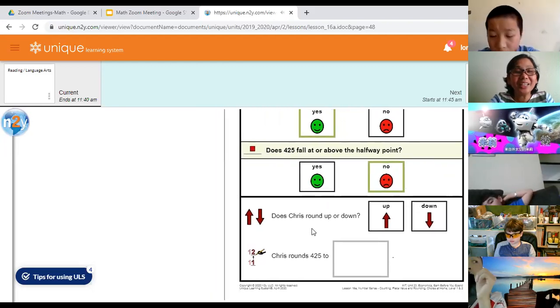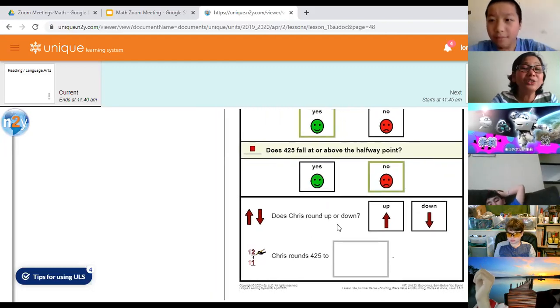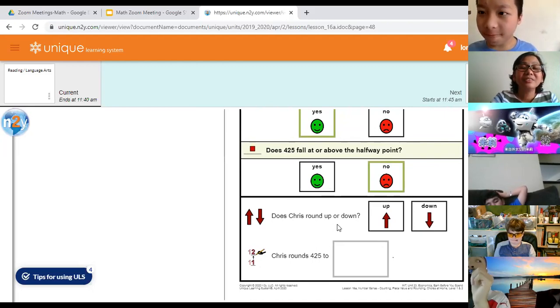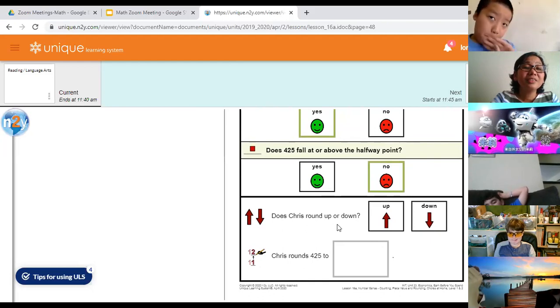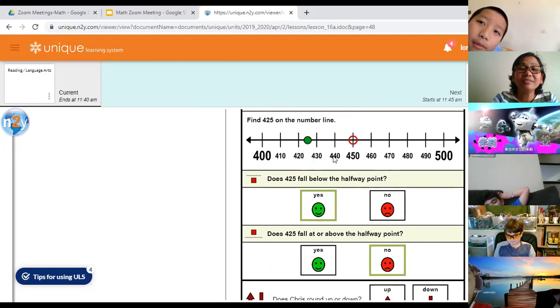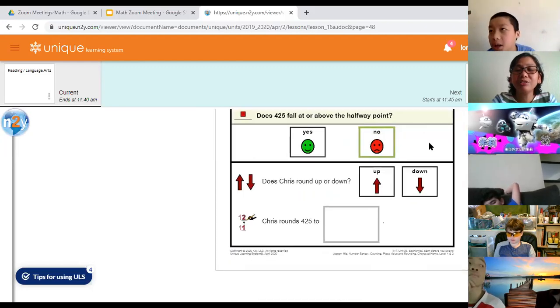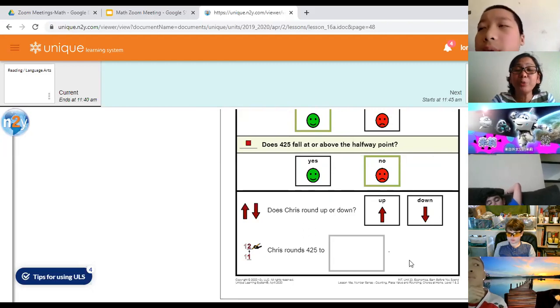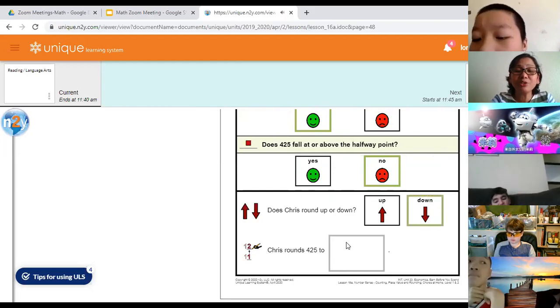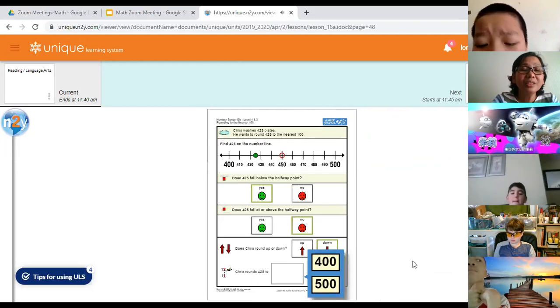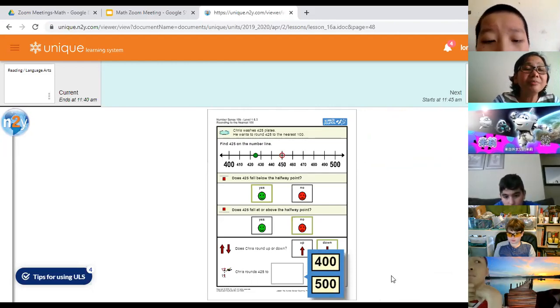So does Chris round up or down? Do you round up or down? Up. Chris, look at the number line. The number is here. So do we round down or do we round up? Down. Okay, because it's below the halfway point, that means we round down. So what happens to 425? Does it become 400 or 500?